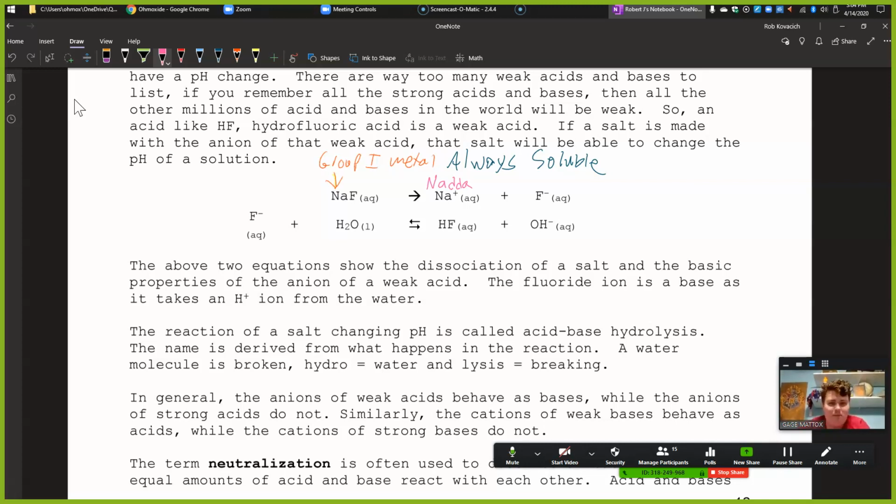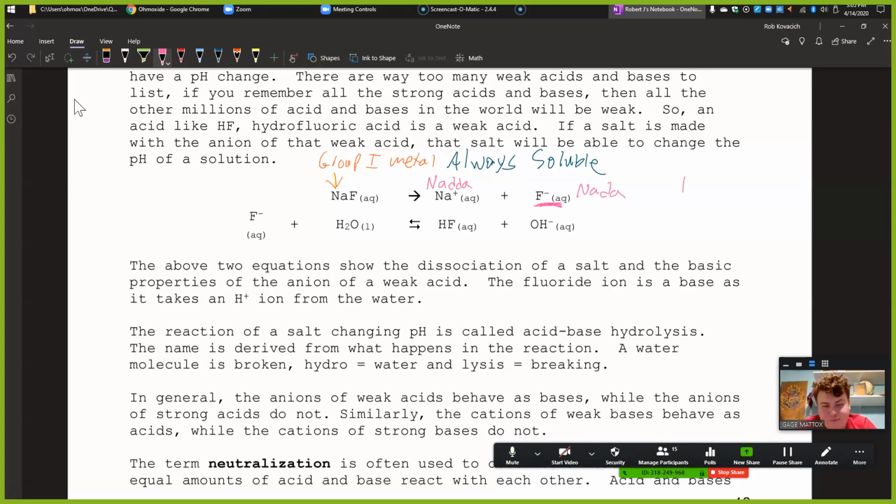Okay, but what about this fluoride? What do you know about its solubility? It is soluble in water. You don't know anything about its solubility, right? It's not on that list. Chlorine, bromine, and iodine were, but fluorine wasn't.